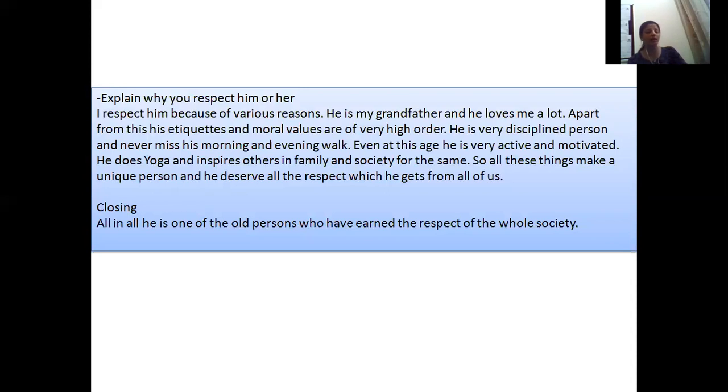So all these things make him a unique person and he deserves all the respect which he gets from all of us. And I would like to close my cue card by saying that all in all, he is one of the old persons who have earned the respect of the whole society. There are very few old people who have earned the respect of the whole society, right? We have seen many old people living in a society, but there are very few who are social, who entertain others, who welcome others, right? So you have to keep those persons in your mind while preparing this paper, right?